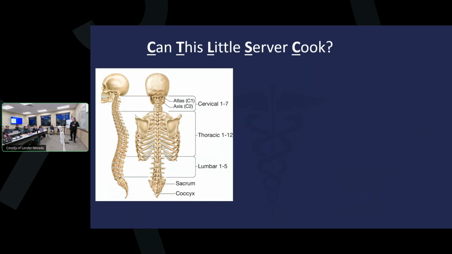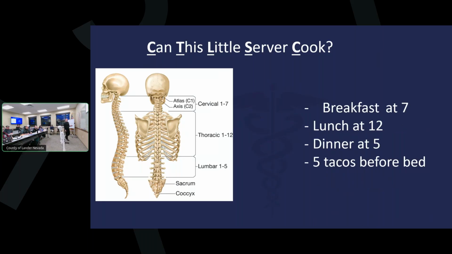So this is how I remember these. There's a little saying: can this little server cook? So you have your cervical, your thoracic, I can never say that word, lumbar, sacral, and then your coccyx, right? So our coccyx is just our little tailbone down at the bottom. And then our pelvis attaches here on the sacrum, and that's called an SI joint. So it's the sacroiliac joint.